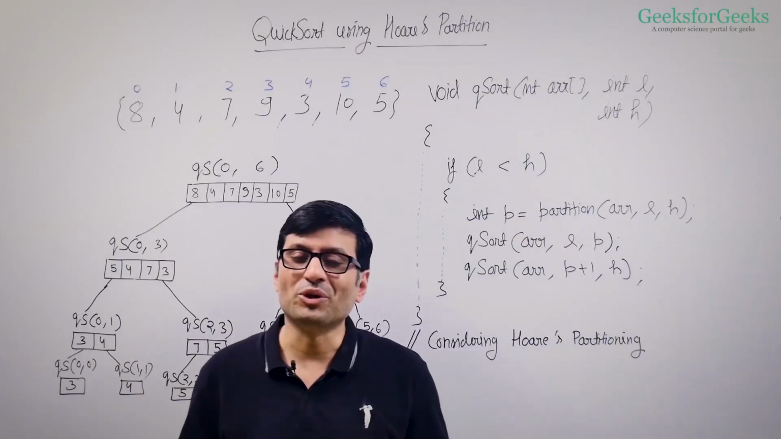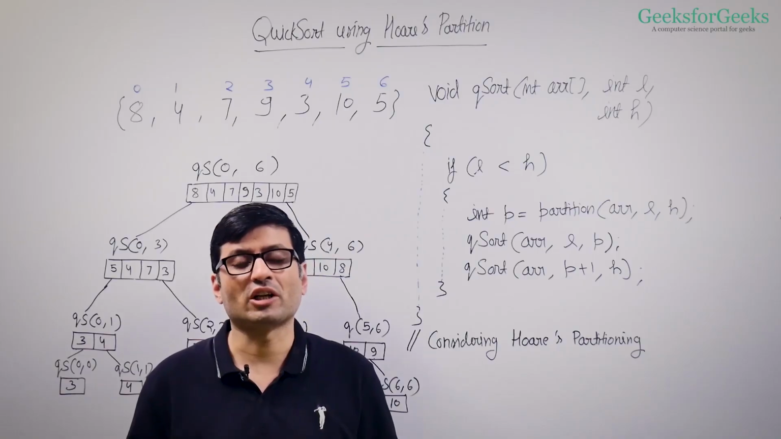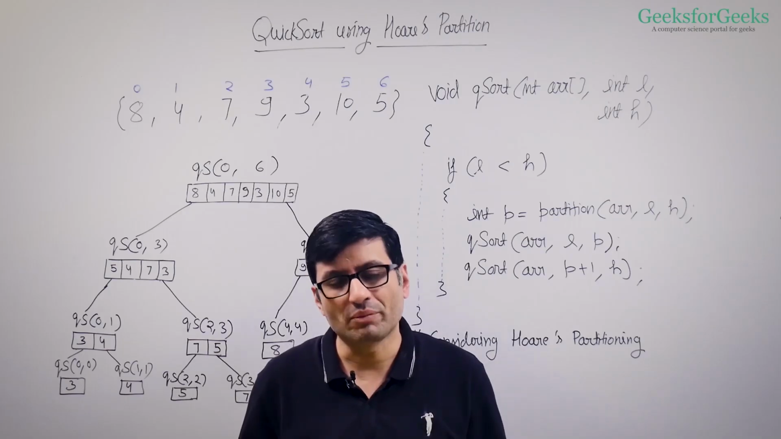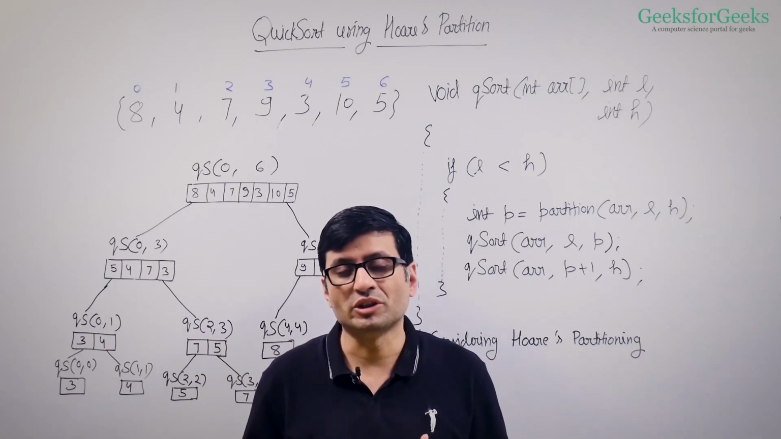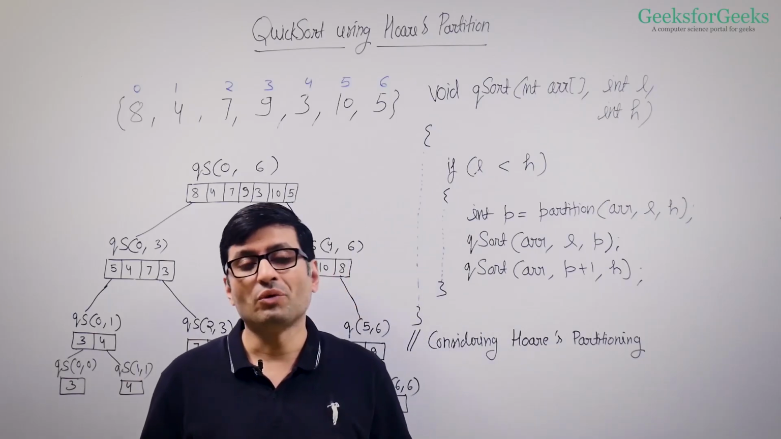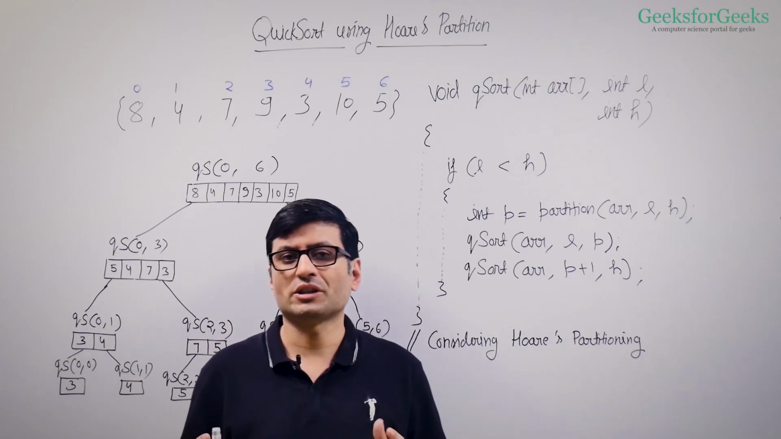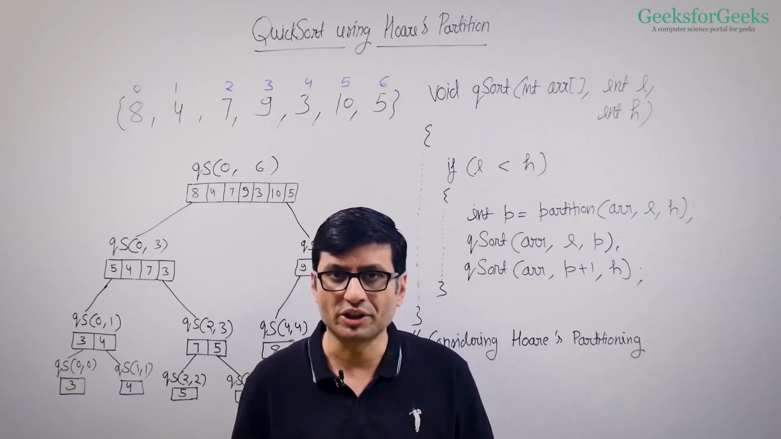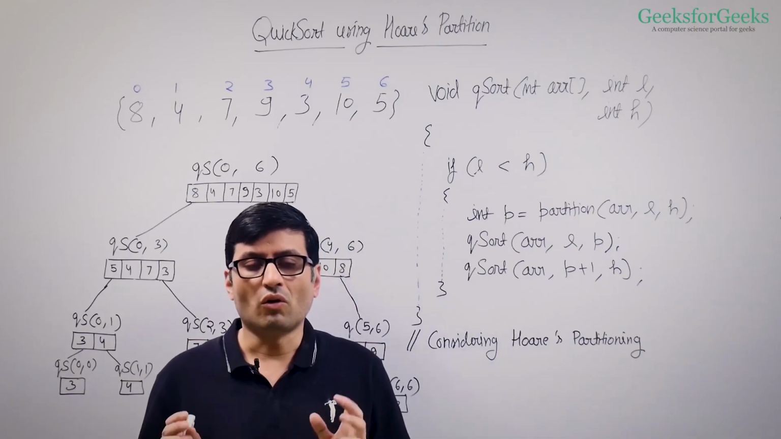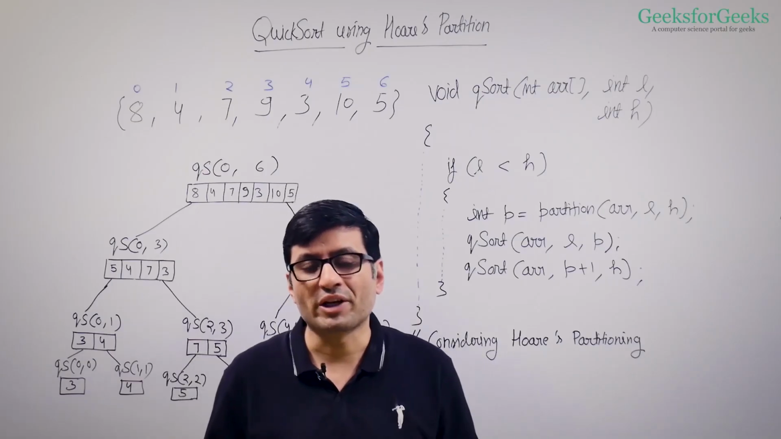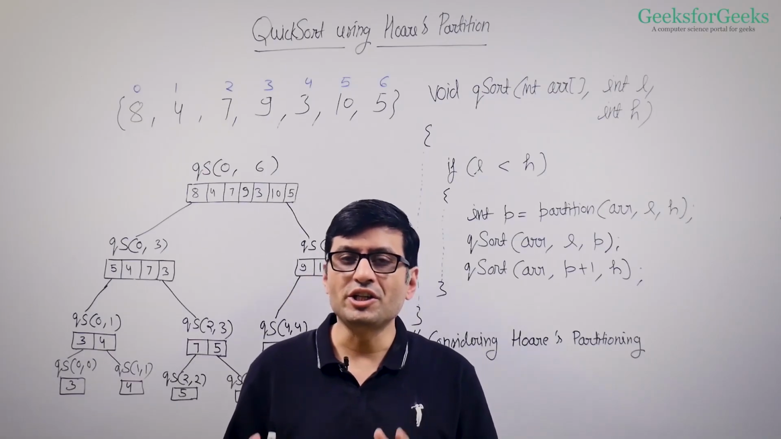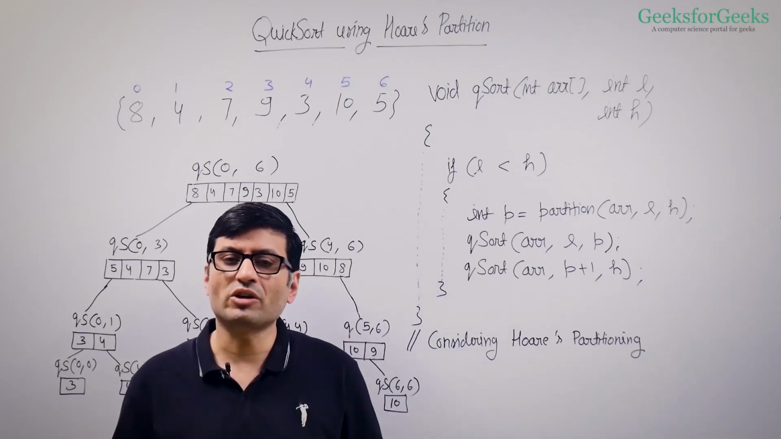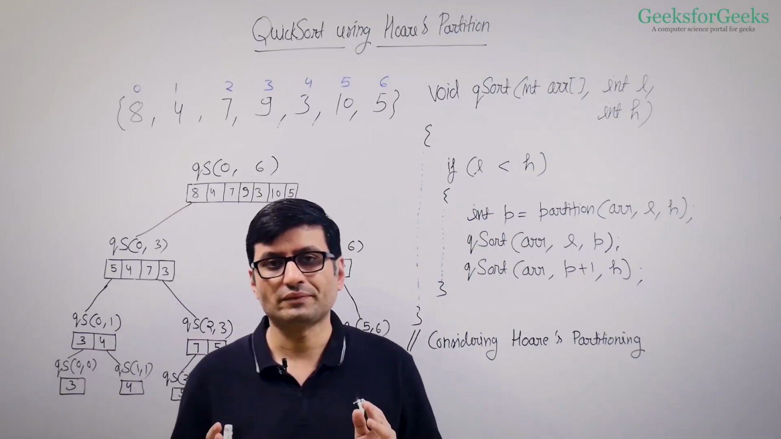Hi, in this video we are going to talk about the QuickSort algorithm using Hoare's partition. We have already talked about the QuickSort algorithm using Lomuto partition. We are talking about them separately because our main QuickSort algorithm changes according to the partition. Also, different academic environments teach different partitions. So let's understand QuickSort considering Hoare's partition.